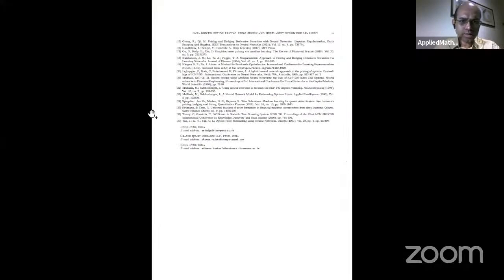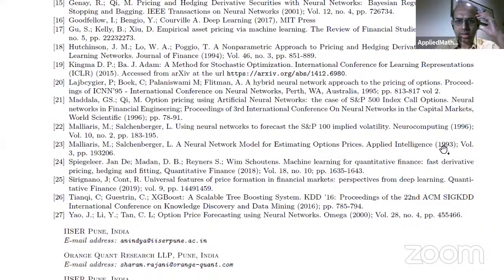I found that this paper by Mallier is apparently the earliest, in 1993. It is about a neural network model for estimating prices. Here, computational resources were very limited, so a single perceptron was taken, only one layer. Almost simultaneously, there was the work by Hutchinson, Lowe, and Poggio, 'A non-parametric approach to pricing and hedging derivative securities via learning networks', in the Journal of Finance in 1994. There were some other papers almost immediately after that.